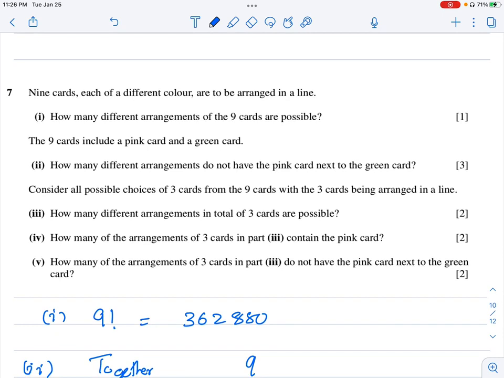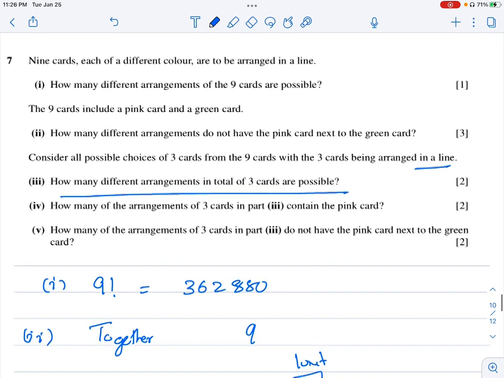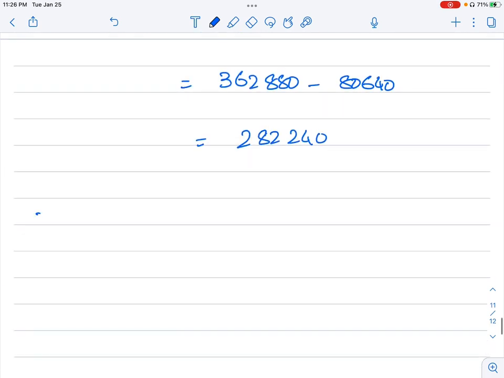Consider all possible choices of 3 cards from the 9 cards, and the 3 cards are arranged in a line. Find how many different arrangements of 3 cards are possible. So what am I doing? I'm arranging them. I choose 3 out of 9 and arrange them. So 9p3. If it is arranging, it is 9p3. If it is just choosing, 9c3. But he says it is arranging, so 9p3. Then don't forget the 3 factorial.